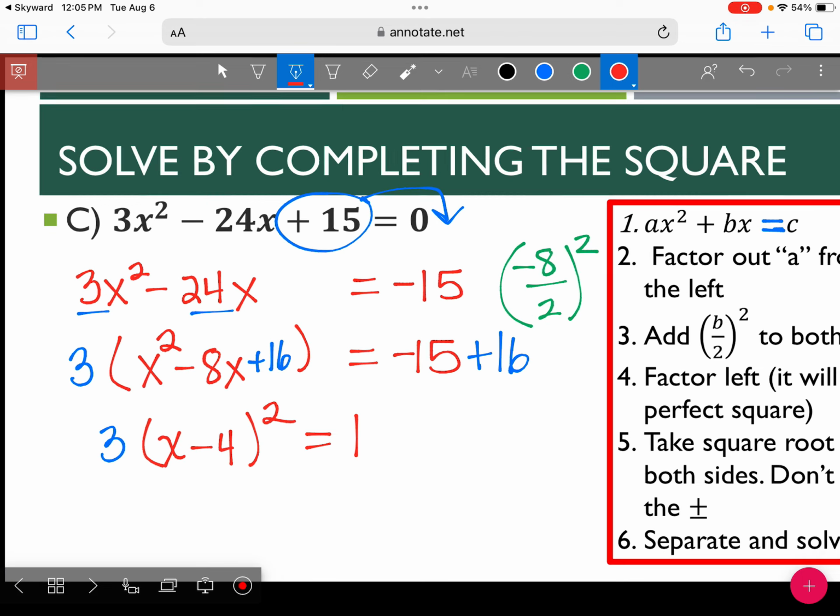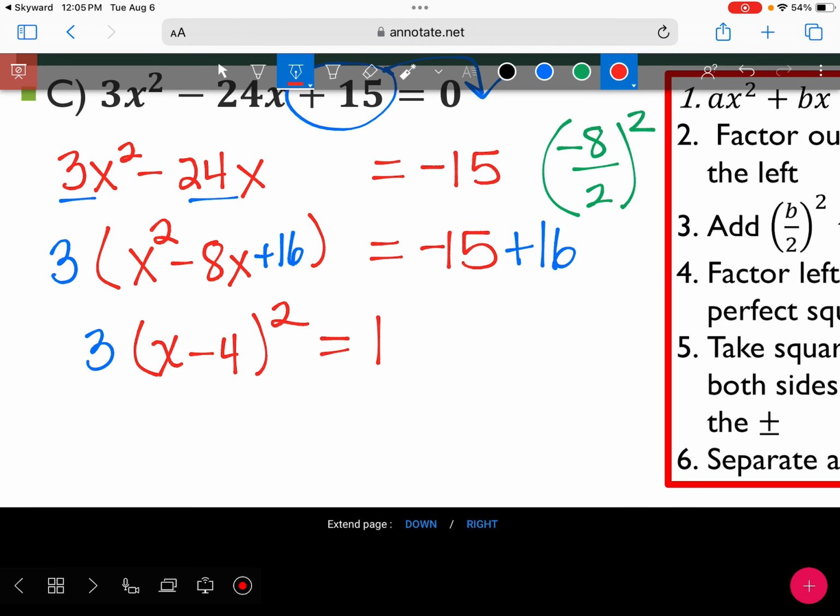So now we're ready to solve it. What do you think we're going to do next? We can't take the square root yet. No, we cannot distribute because it has an exponent. Divide it. We got to divide it out. We're going to divide both sides by 3. And that will be x minus 4 squared equals 1/3.